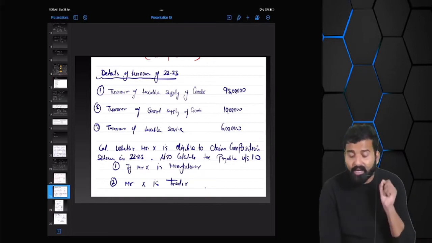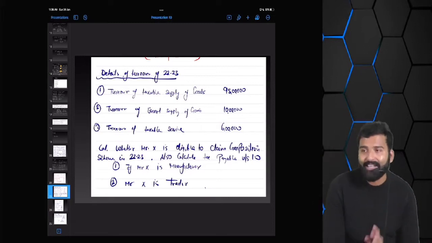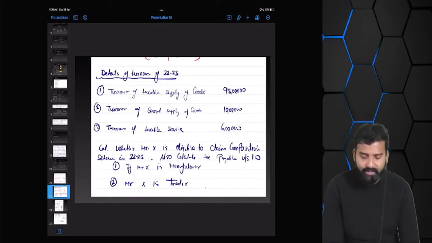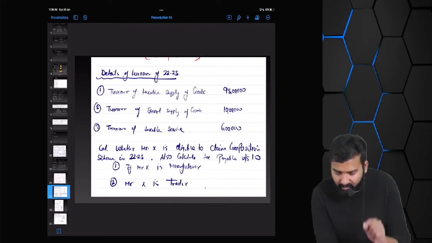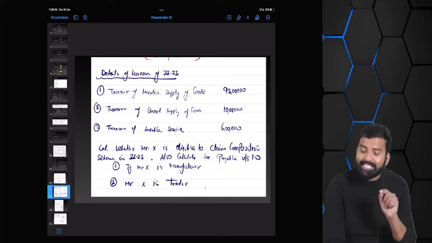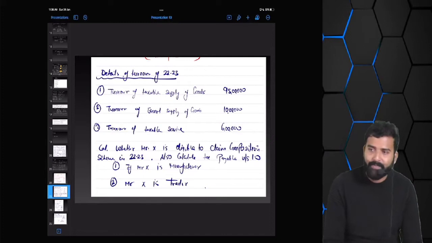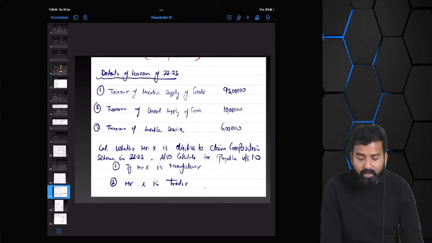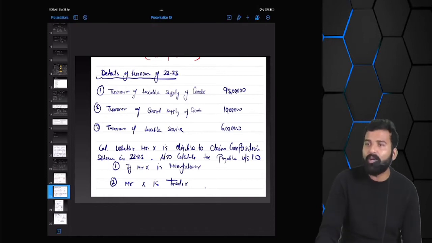Interesting thing is, there are two cases given in the question. If Mr. X is a manufacturer and if Mr. X is a trader, I am giving you 1 minute. Try to calculate what will be his tax payable if he is a manufacturer and what will be his tax payable if he is a trader.